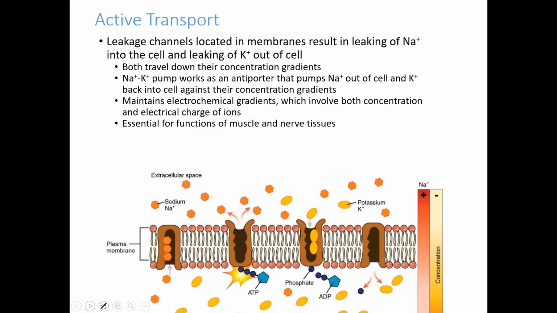So when sodium leaks in, we pump it back out. When potassium leaks out, we pump it back in, and we do it at exactly the same time. The sodium potassium pump is an antiport that will pump sodiums out and potassiums in. And this is probably relevant only for a test question, and you need to remember this: we always pump 3 sodiums out and 2 potassiums back in. 3 sodiums out, 2 potassiums back in.